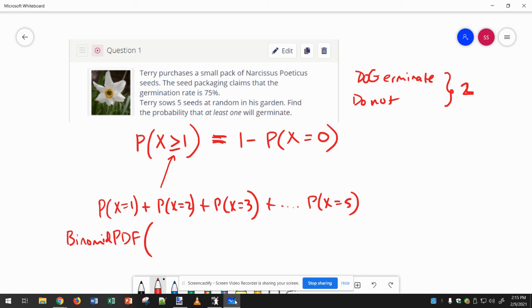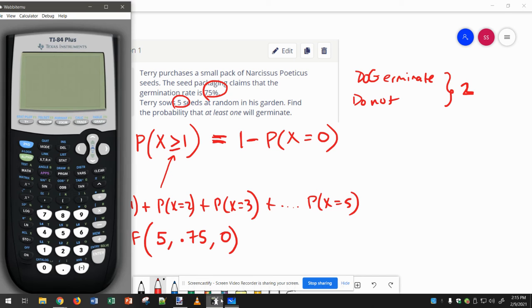So if I turn this around to 1 minus the probability of none, I can do number of trials is 5. The probability of a success is 0.75. This is the germination rate. And then I plug in 0 for my x value, and I do 1 minus that.